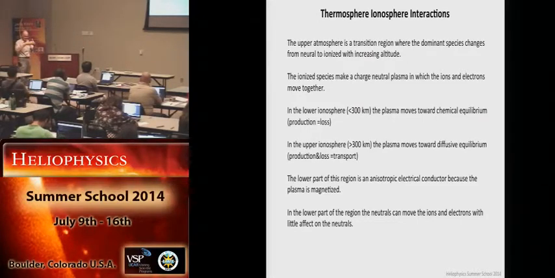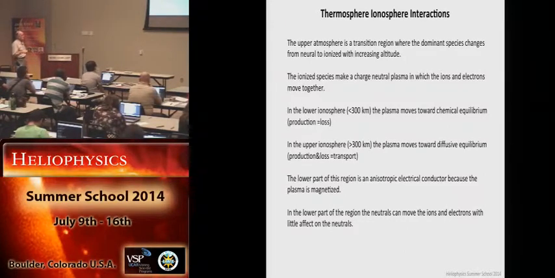Okay. The lower ionosphere is in chemical equilibrium. That is, if I just consider how I'm making them and how I'm losing the plasma, that tells me what the plasma density is. But in the upper atmosphere, I have to take account of how the plasma is being moved around in order to understand how the density changes. The lower part of this region is an anisotropic electrical conductor. So it's a conductor. It's capable of closing currents. But how those currents get closed depend on the conductivity, which is anisotropic. Okay, so that makes it complicated.